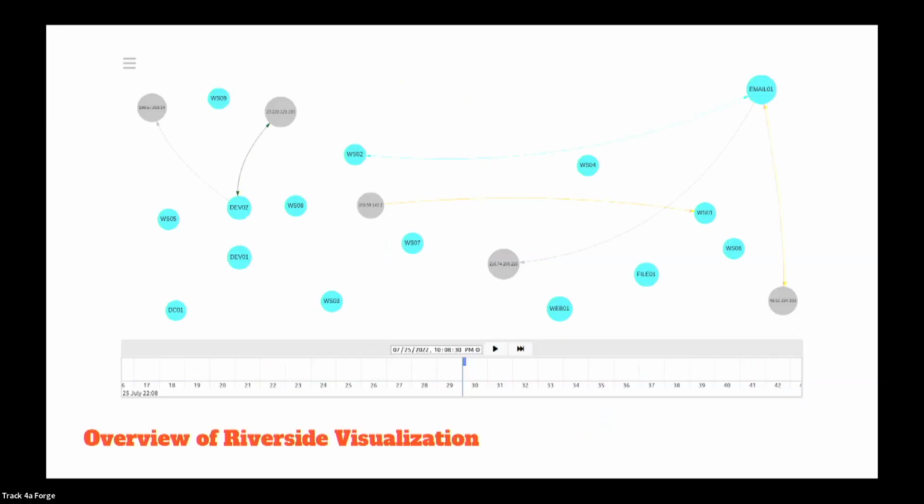So this is an overview of what the visualization looks like right now. It's time-based. Riverside uses time to show what your network looks like at a certain point in time. The timeline at the bottom is currently showing real time for what I was showing when I took this screenshot.